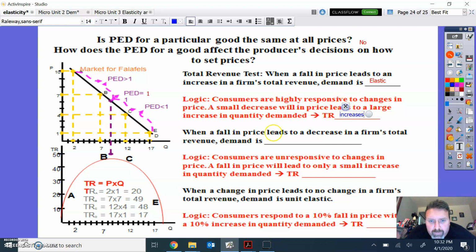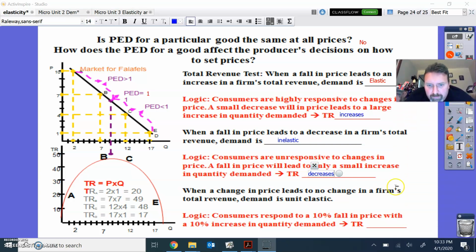Cool, right? When a fall in price leads to a decrease, so now we're on this side over here. We're on this part of the graph here, right? When a fall in price leads to a decrease in a firm's total revenue, demand is inelastic. Consumers are unresponsive to changes in price. A fall in price will lead to only a small increase in quantity demanded, so total revenue decreases. You just know that there's only so much of a thing that you can have at that point, right?